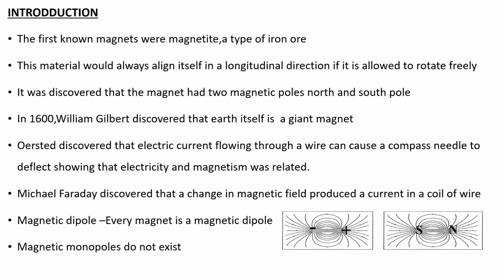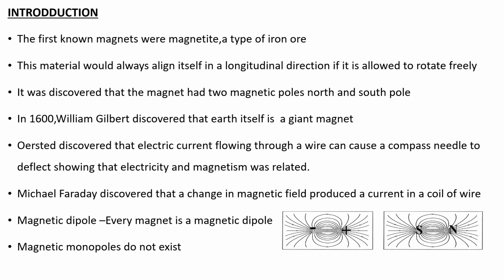And before going to this chapter, let us make an introduction to the magnetism. The first known magnets were magnetite. Magnetite is an iron ore, and the people of ancient Greece and China discovered that this magnetite would always align itself in a longitudinal direction if it is allowed to rotate freely.